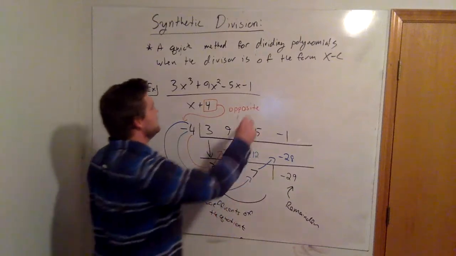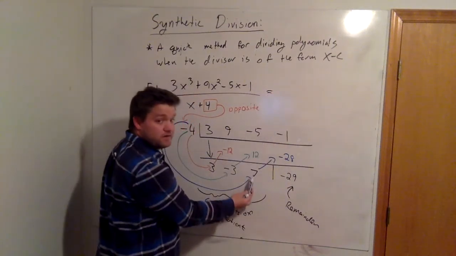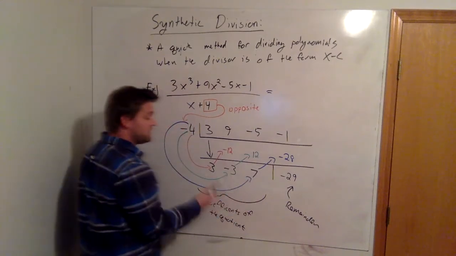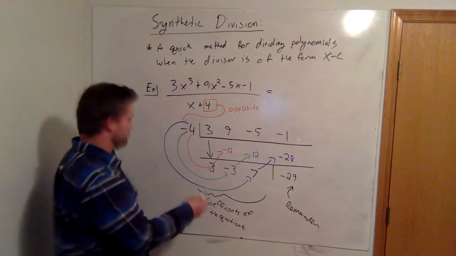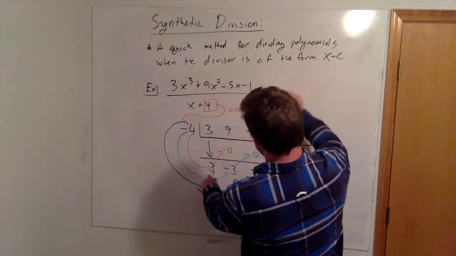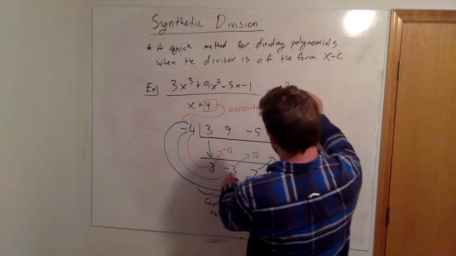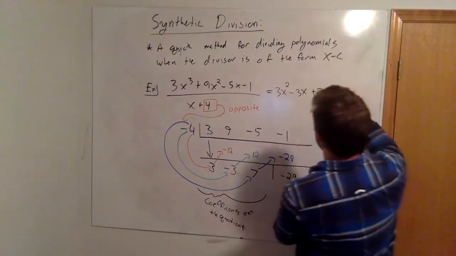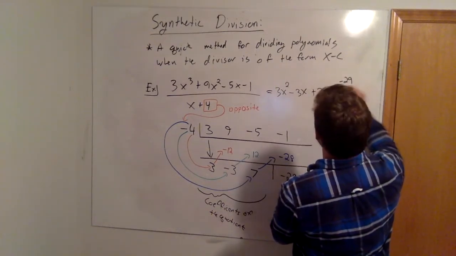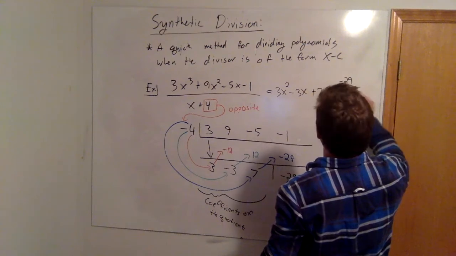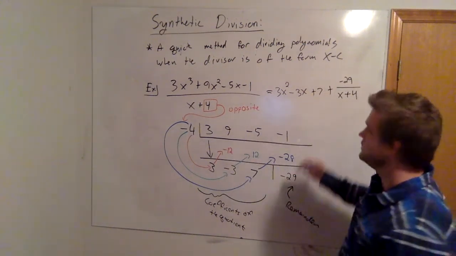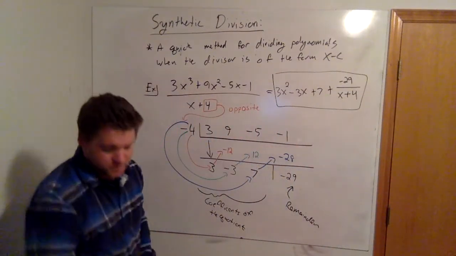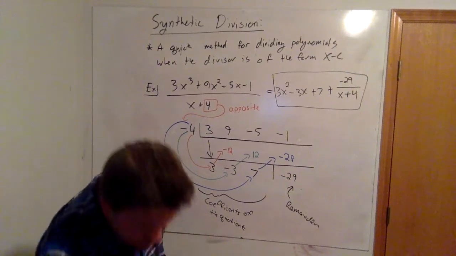Okay? So how we read this is the constant spot. This is going to be a 7. This is the coefficient in front of the x. This is the coefficient on the x squared. So the result is the quotient is going to be 3x squared minus 3x plus 7. And now I have a remainder of negative 29. So we'll add our remainder and divide by our divisor, x plus 4, and bam, we're done. Beautiful. So that's the answer. Let's do another example.